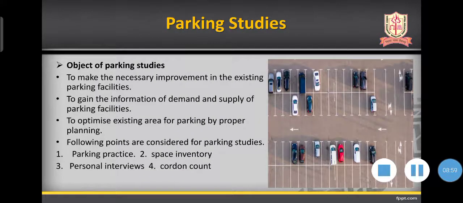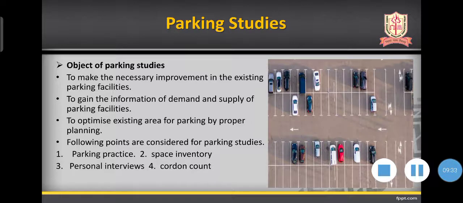The objective of the parking study: to make the necessary improvement in the existing parking facilities. If we are studying the parking, then obviously if there is any existing facility, we can improve that, or gain the information of demand and supply of the parking facilities, or operate the existing area for parking by proper planning. If we study properly and plan properly, then the problem of parking is solved, or it can be resolved very fast.